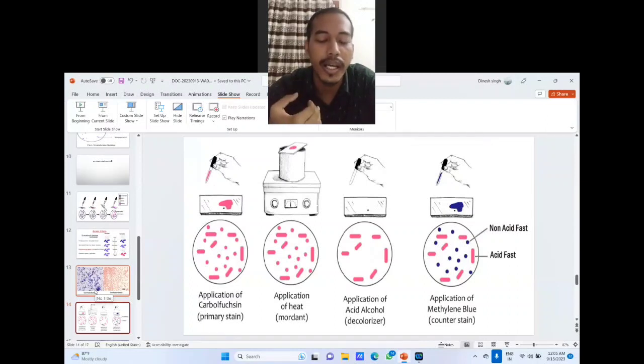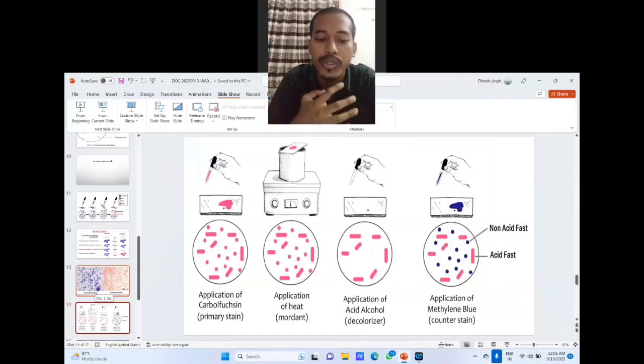After that, let it cool down for some minutes. After that, we will use the decolorizer. In case of acid fast staining, we use 20% sulfuric acid. What will happen if your bacteria is an acid fast bacilli? Whatever stain it has, it will stay inside. But in case the bacteria is a non-acid fast bacilli, what happens?